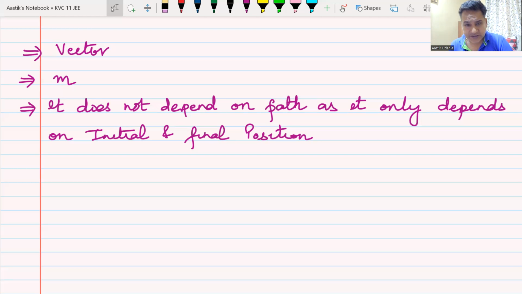We have seen that distance is a scalar. It is always positive. What about displacement? Positive or negative? Yes. Can be positive or negative or zero.